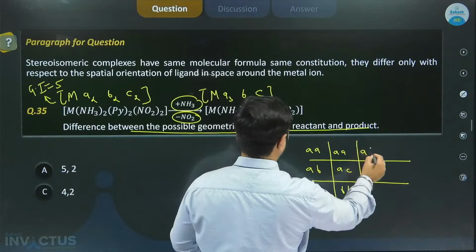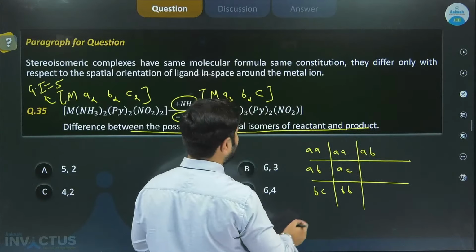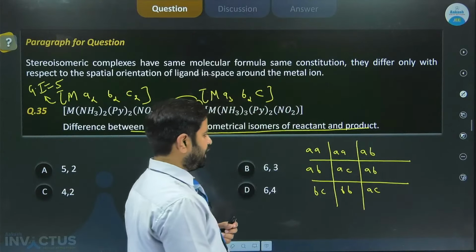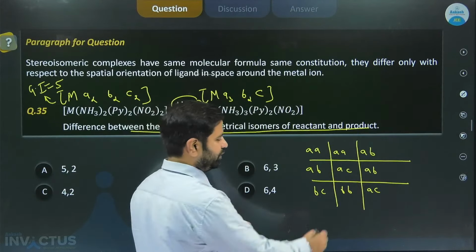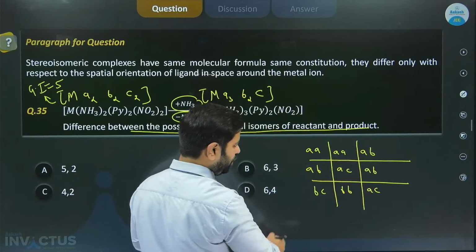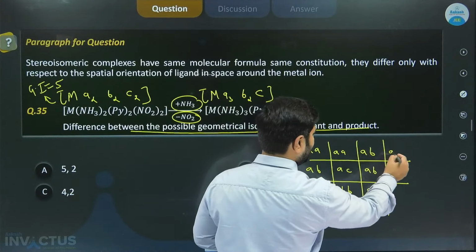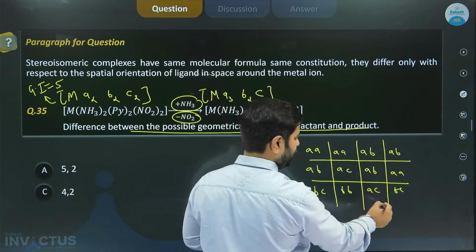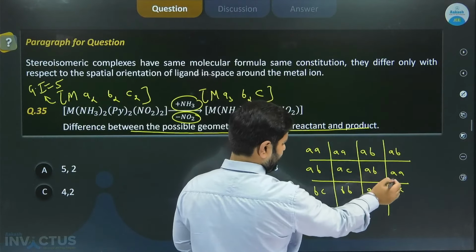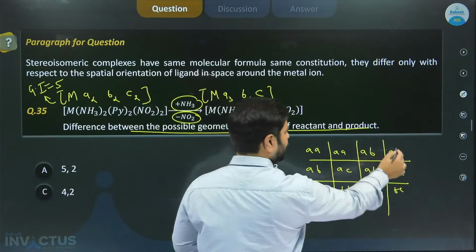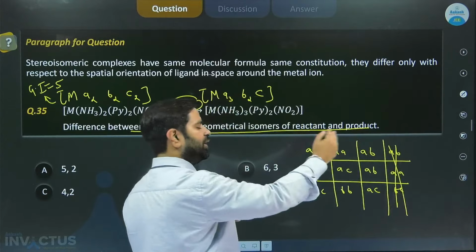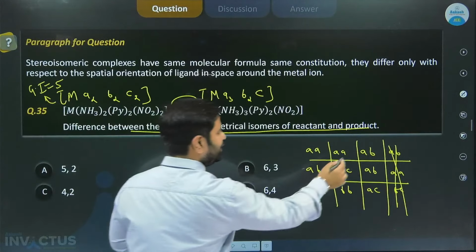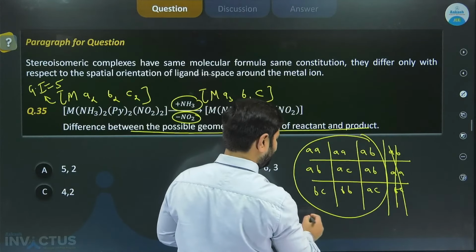Now we are choosing AB. When we are choosing AB, we can write AB and AC. Okay, AB, AB, AC. This is again different from these two columns. Now for AB, we can write AA, BC, AA or BC. So this is repeated, AA, BC and AB. Now the isomers will get repeated. You can make the different columns. So you will get these are the 3 geometrical isomers.